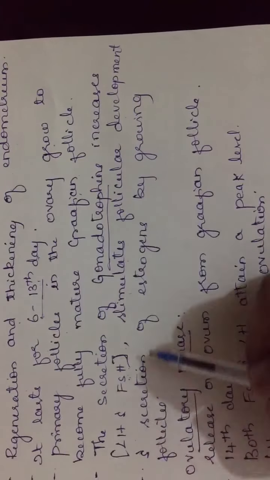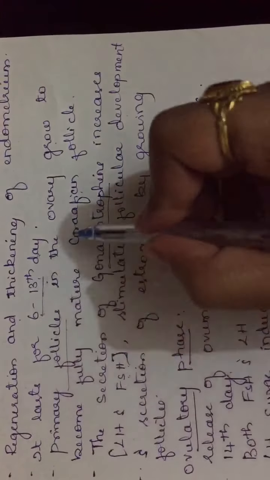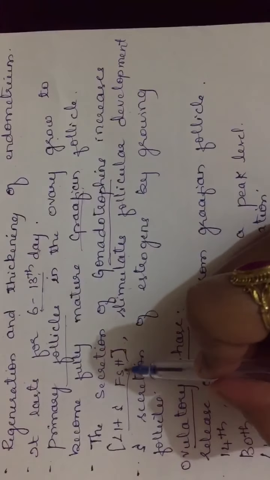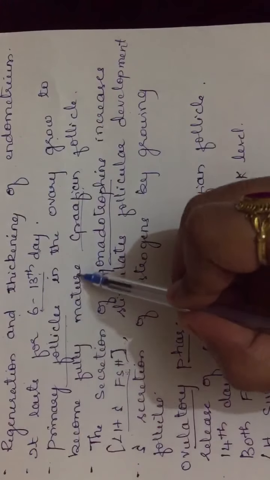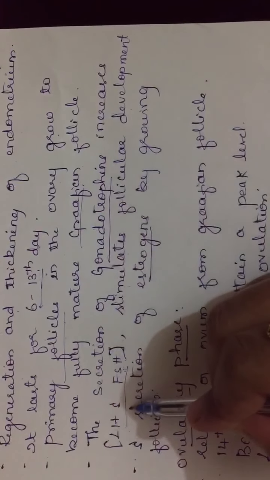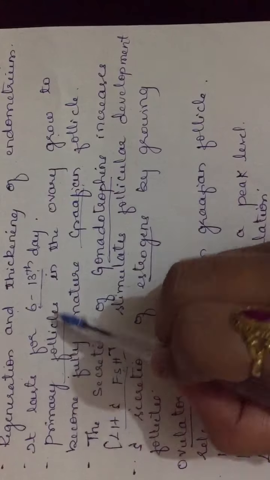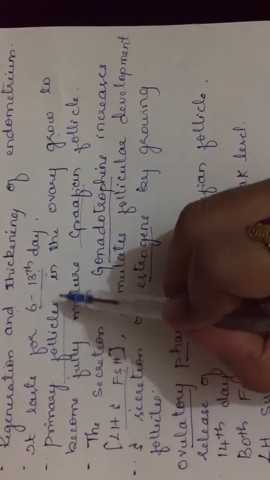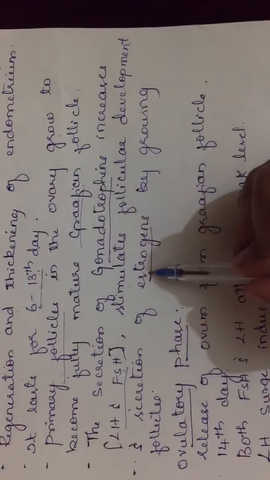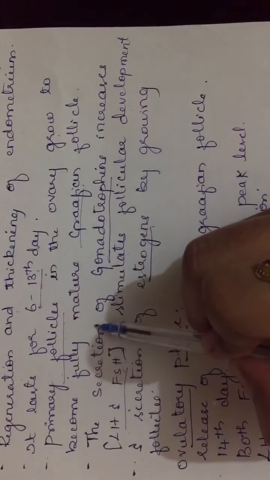And secretion of estrogens by growing follicles. Now this primary follicle to mature Graafian follicle conversion takes place because of secretion of LH and FSH, right? Now what happens here? These follicles, as they are growing, are going to secrete one more hormone called estrogen. LH and FSH convert the primary follicle into the Graafian follicle, and as the follicles are getting transformed, they secrete a hormone called estrogen. Okay, this is the follicular phase, the events which take place here.